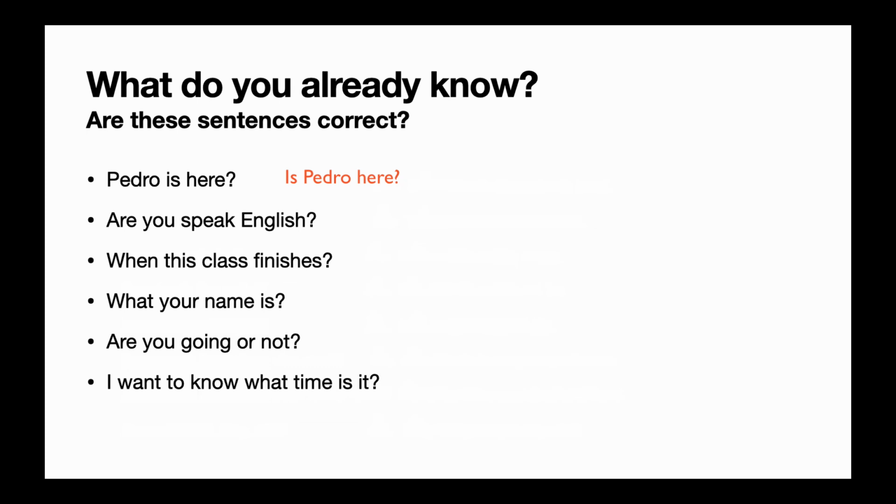And our second question, are you speak English? We've started the question with the wrong helping verb. We should say, do you speak English? The be verb, are, should only be used with other verb forms or alone. In our third question, when this class finishes, this question is missing a helping verb after when. The correct question form would be, when does this class finish?